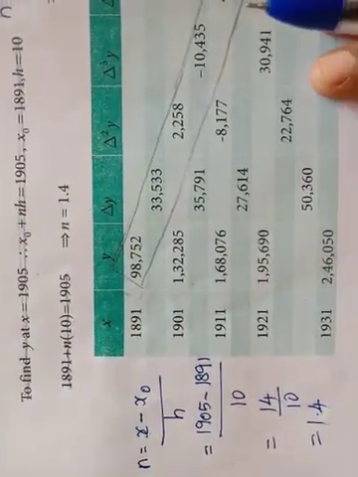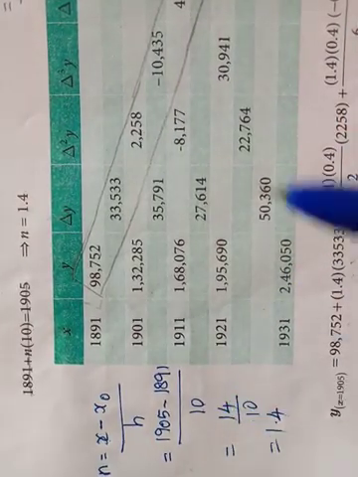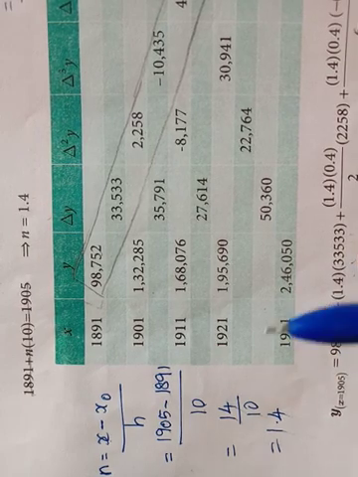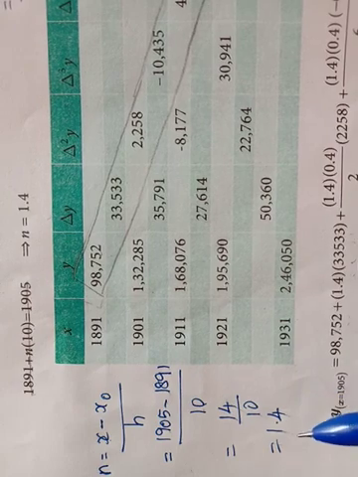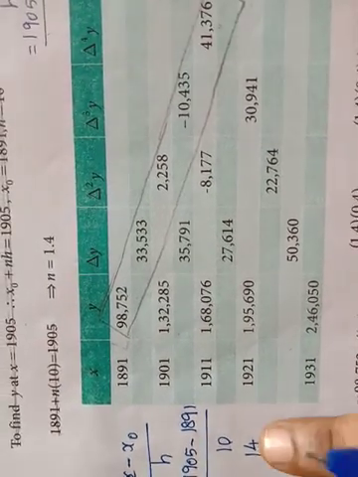Here it is 1905 minus 1891 divided by 10. The 10 is the interval, the interval between the x values, which you have to write. We calculated n, and n is equal to 1.4. First you find the n.